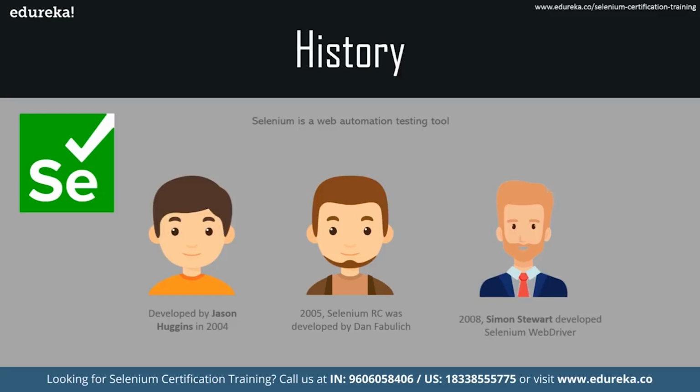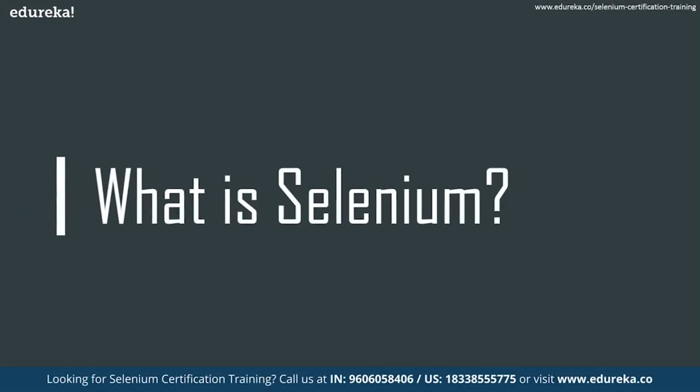So this was about the history behind the growth of Selenium. As you can see, the growth began in 2004 itself, but to be officially released and made available to people by the name Selenium WebDriver, it took close to 5 to 6 years, right? So this is exactly how Selenium came into the mainframe. Now moving ahead, let's take a look at what exactly is Selenium.